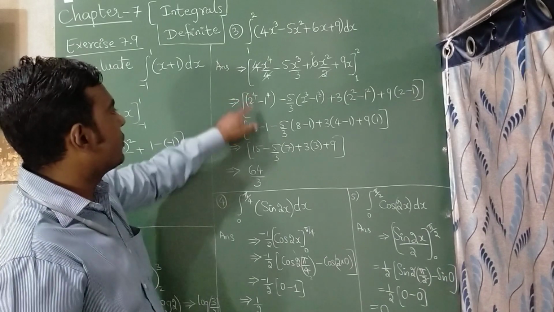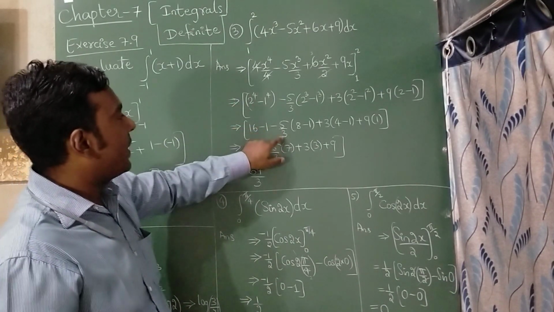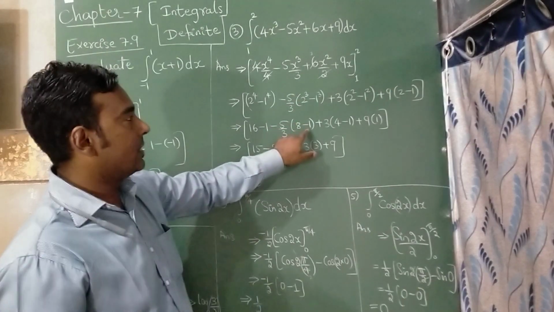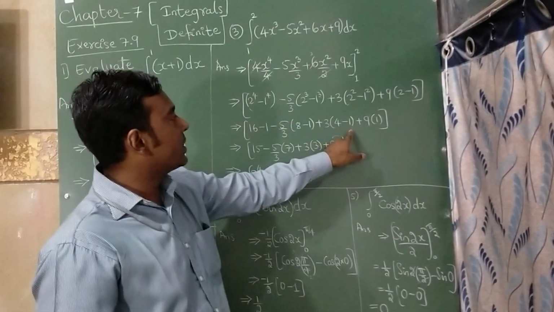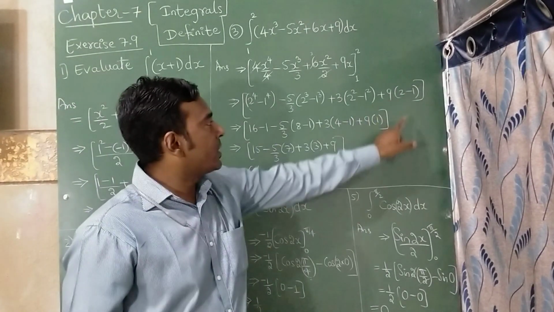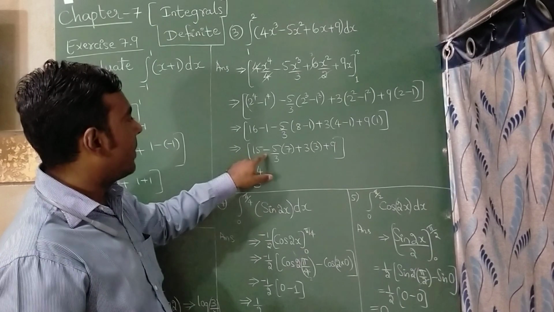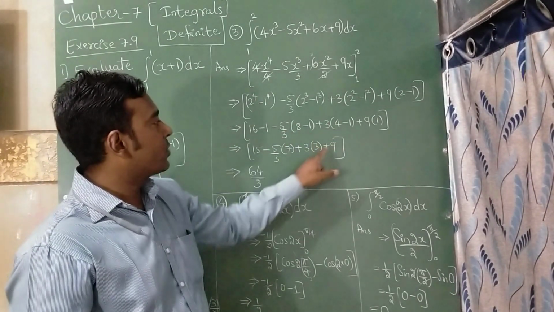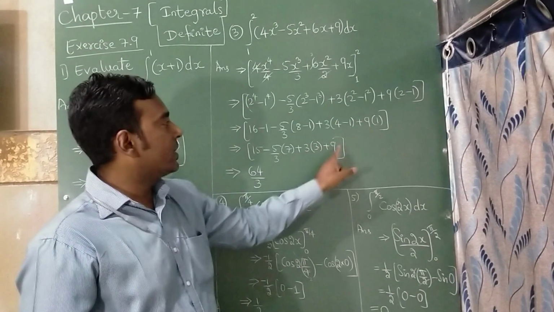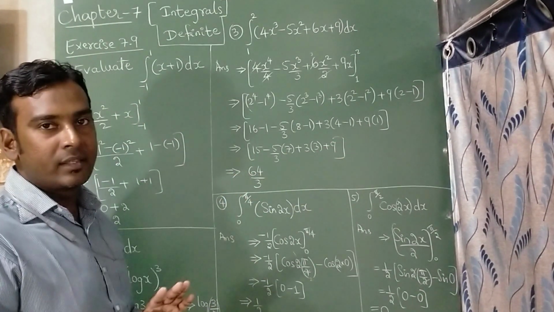Fine. Now 2 raised to 4 is 16 minus 1 raised to 4 is 1 minus 5 upon 3. 2 cube is 8 minus 1 cube is 1 plus 3. 2 square is 4 minus 1 plus 2 minus 1 is 1. Okay. Now 16 minus 1 is 15 minus 5 upon 3. 8 minus 1 is 7 plus 4 minus 1 is 3 plus 9 ones are 9. So if you calculate this, you will get 64 upon 3.